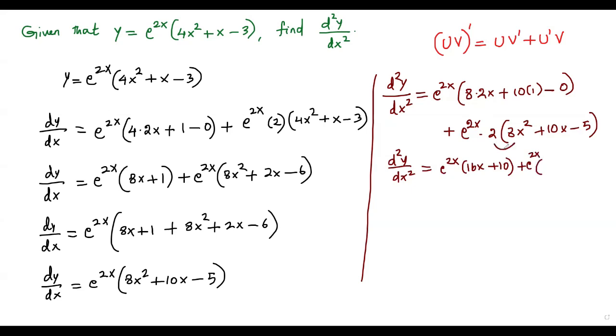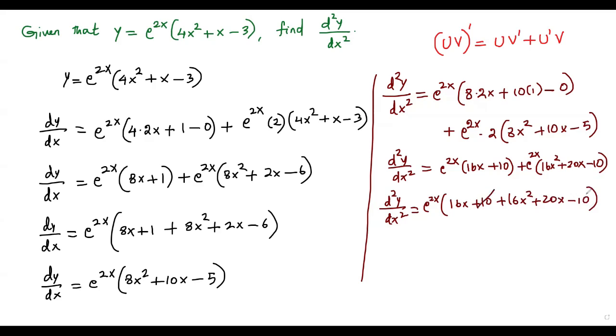I can distribute this 2 to the terms inside the parenthesis over here. Then I'm getting 16x square positive, when I distribute this 2 to 10x, it will be 20x, and 2 times negative 5 is negative 10. Okay, so we have d square y over dx square equals to. I can factor e to the power of 2x from these two terms in this expression. So when I factor e to the power of 2x, I'm getting 16x positive 10 in the first term, and in the second term, I'm getting positive 16x square, positive 20x, negative 10. So this positive 10 and negative 10 will cancel out.